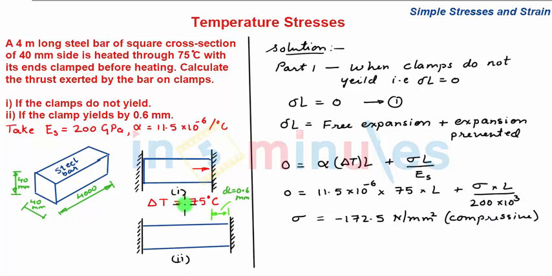As your steel bar is being heated by 75 degrees centigrade, it will try to expand. Since your clamps are rigid, the whole of the free expansion has been prevented, so the resulting stress in the steel bar will be equal to minus 172.5 Newton per mm square.